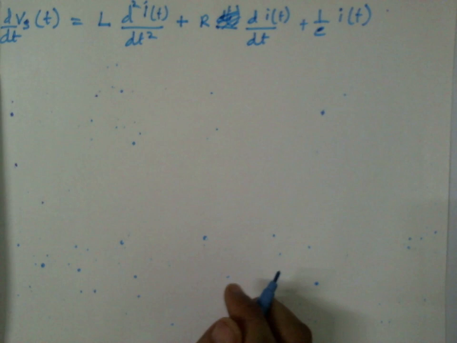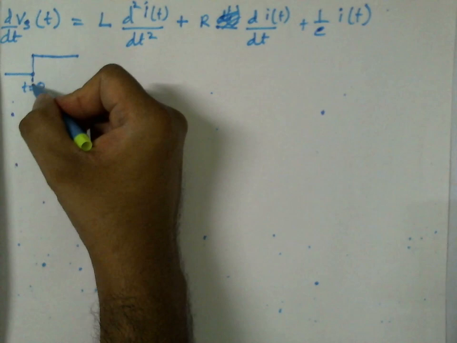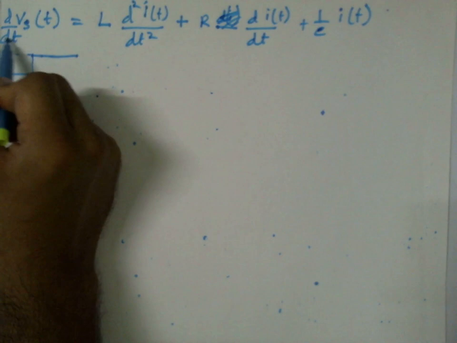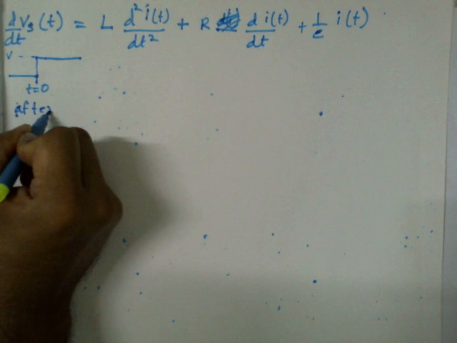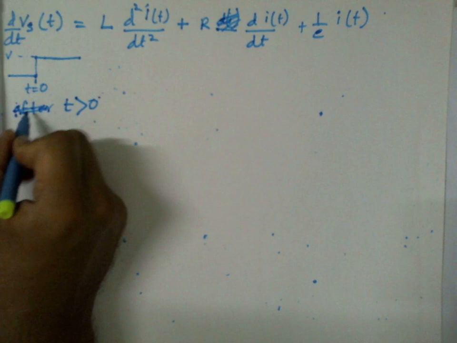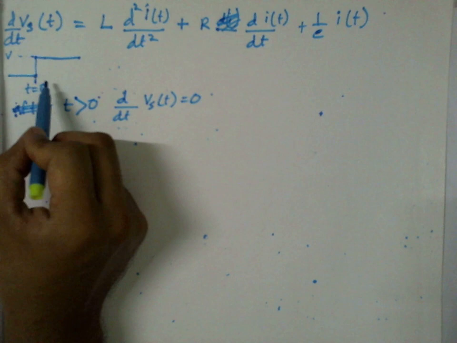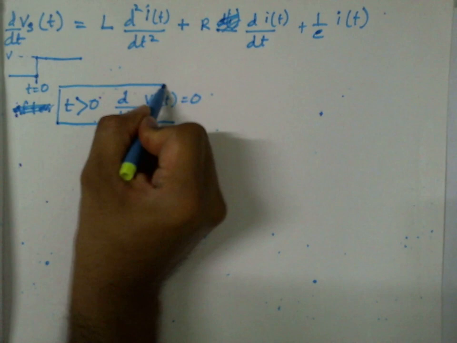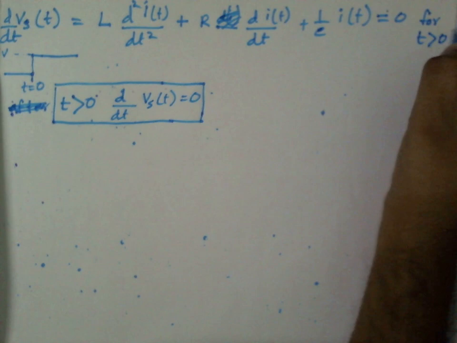Okay, now we see that we have applied a step input, and the voltage increases at t equal to 0 from 0 to a value of V. So this is how V(t) looks. Therefore, for t greater than 0, we have d/dt of V(t) equal to 0, because the voltage is constant, steady, so its derivative should be 0, right? So we can write this equal to 0 for t greater than 0.